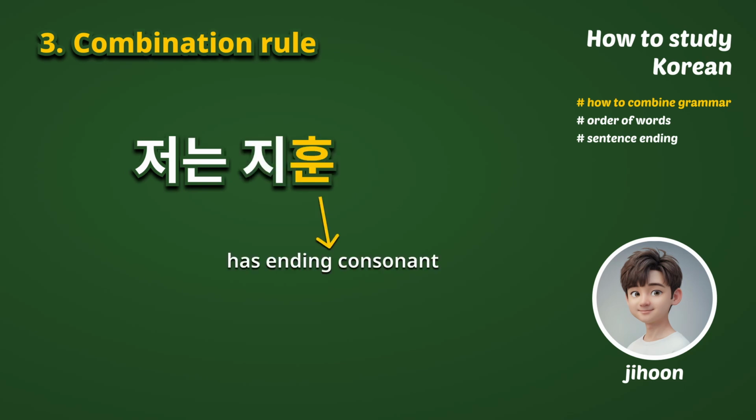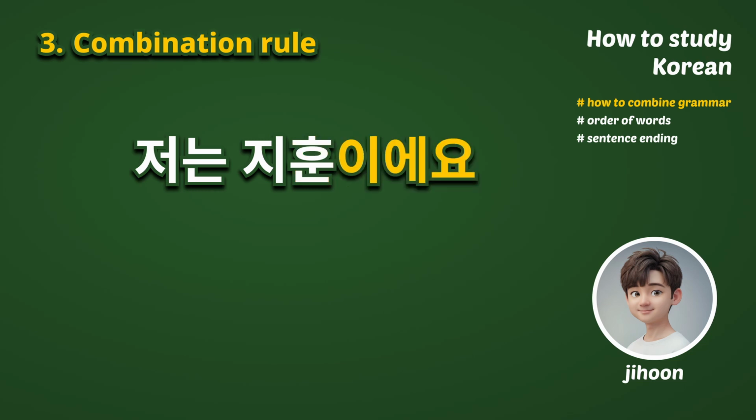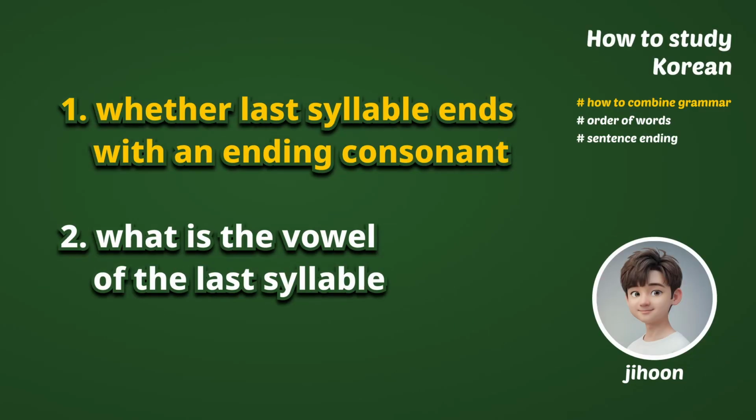In contrast to this example, if we change the name to my name, 지훈, my name ends with an ending consonant. Therefore, you will choose to combine 이예요. I'm 지훈 is 저는 지훈이에요 in Korean. And these kind of combination rules are usually related to whether the last syllable ends with an ending consonant or what is the vowel of the last syllable.